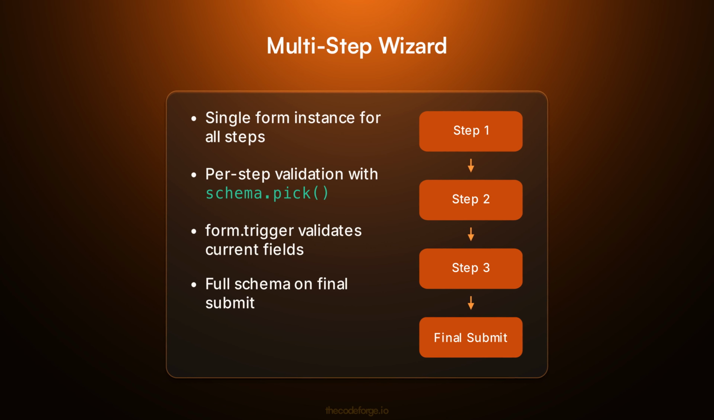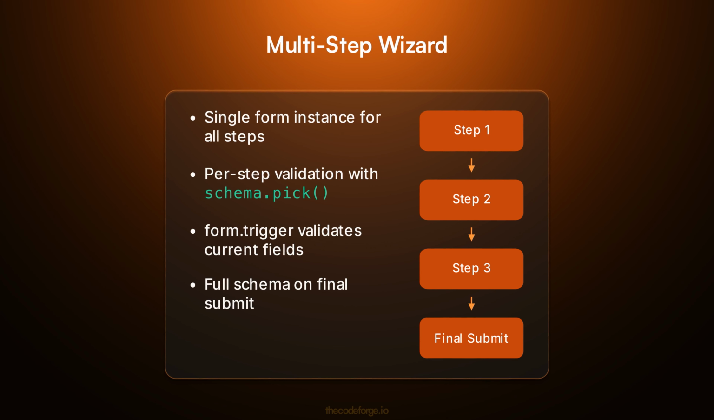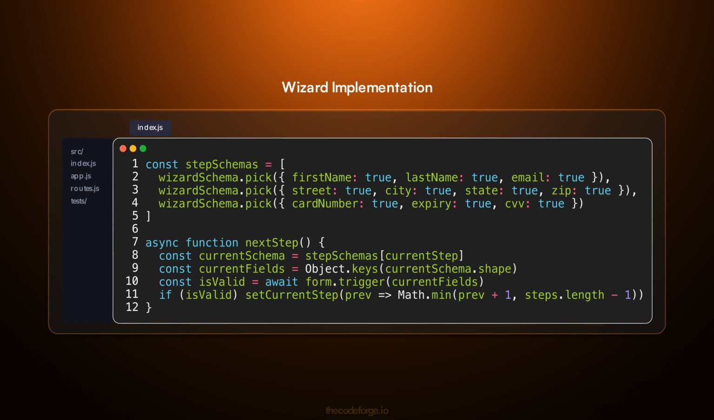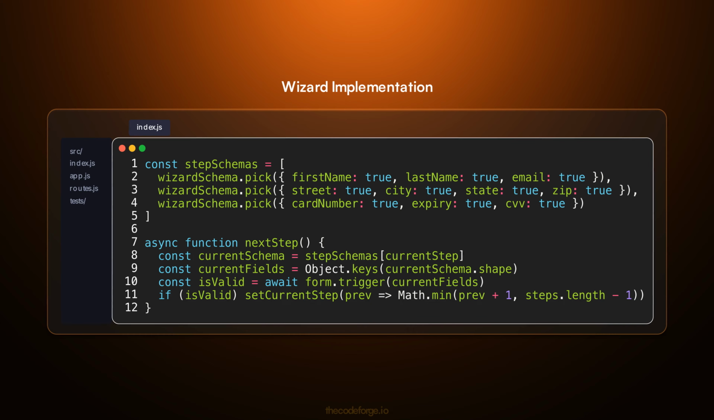Multi-step forms use one form instance with conditional rendering. Validate only the current step's fields on transition using schema.pick and form.trigger. The full schema validates on final submit. We define per-step schemas using pick. On Next, we trigger validation only for the current step's fields. If valid, we advance. This keeps validation incremental and fast.